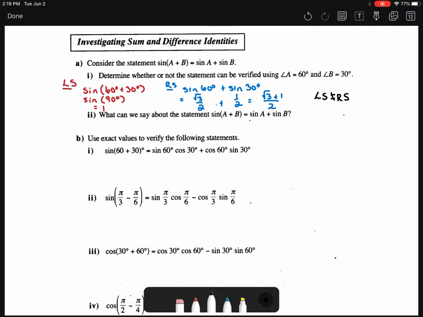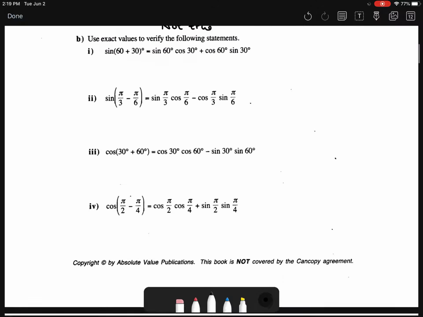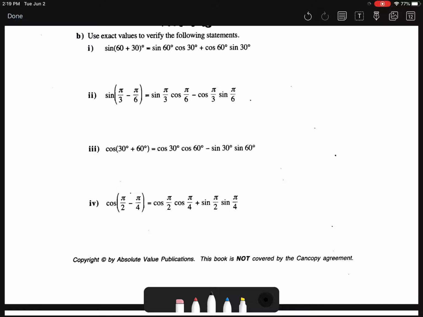So they said determine whether or not the statement can be verified. It is not true, and that's all that we have to write under this part of the question. It is not true. Moving on, we're going to do more of the same here in the next 4 questions. Again, you'll see knowing those exact values of those special angles is really important. For the first one, it says use exact values, and those are our ratios, our values from up above in that table, to verify the following statements. On the left side here, we have the sine of 60 plus 30 degrees. So this would be the sine of 90 degrees, and we know the sine of 90 degrees is equal to 1.